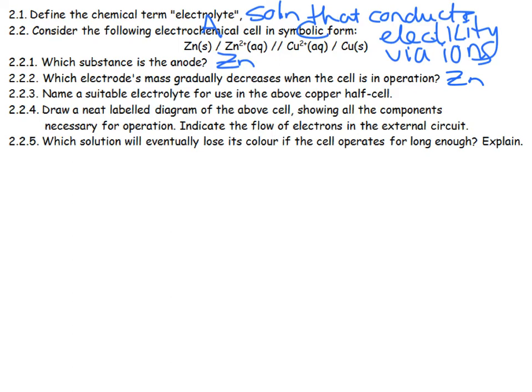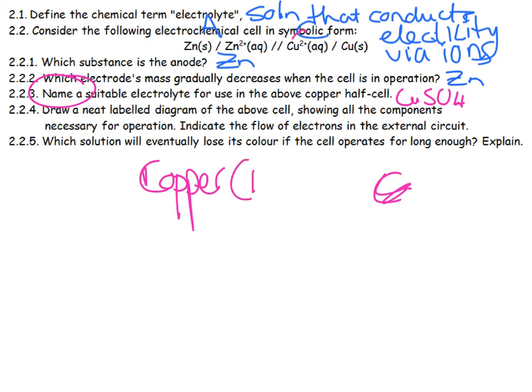Name a suitable electrolyte for the above copper half cell. You could have said copper sulfate because it does work, but I would recommend that you said copper nitrate. But it does say name, so you have to use names, and therefore you would go copper, and because it's going from 2+ to the neutral oxidation state, you're going to say copper(II) nitrate.